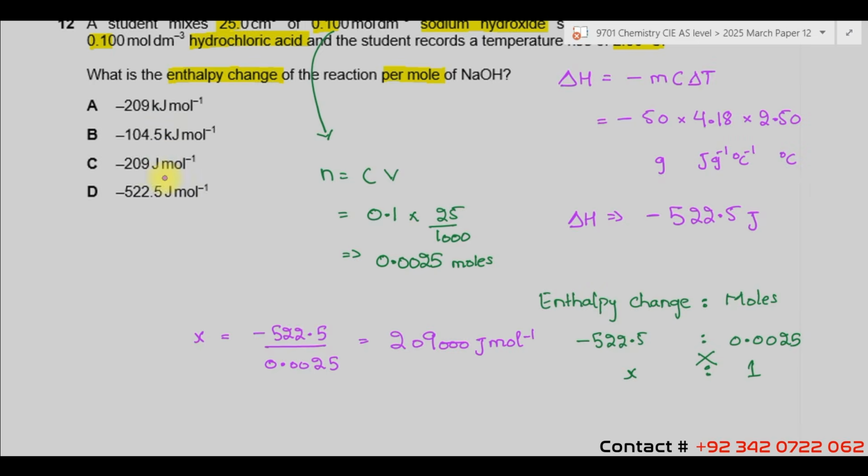In the given options, we have 209 joules per mole and 522.5 joules per mole. These are wrong. So now we can convert the unit into kilojoules by dividing by 1000. The sign will be negative. The correct answer is going to be A.